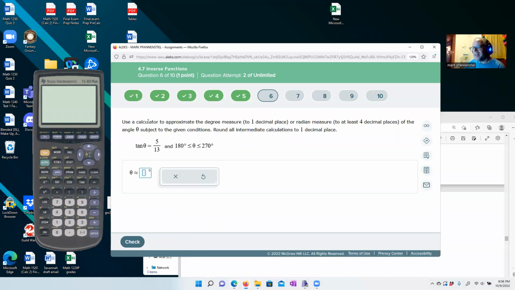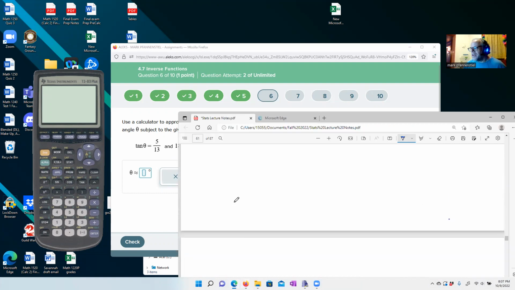So it says use a calculator. And again, this is not a ratio that you guys should be familiar with. This is not a known angle for us. Use the calculator to approximate the degree to one decimal place. Notice there's a little degree symbol, so we can be safe in our degrees here. We're rounding to four decimal places, according to the given conditions here. So notice that we have to go between 180 and 270 degrees, okay?